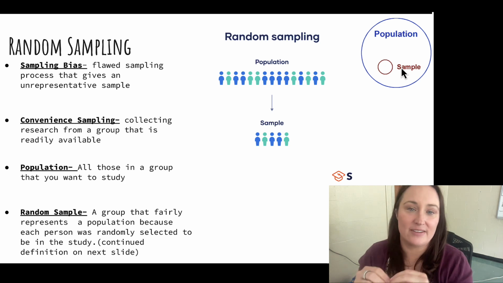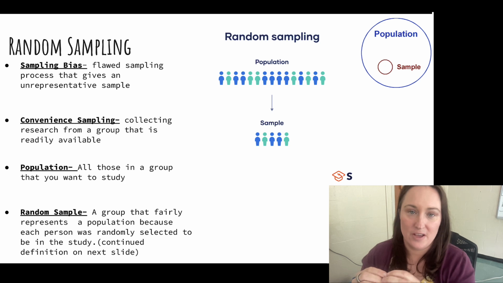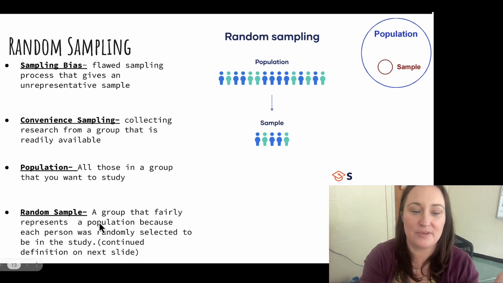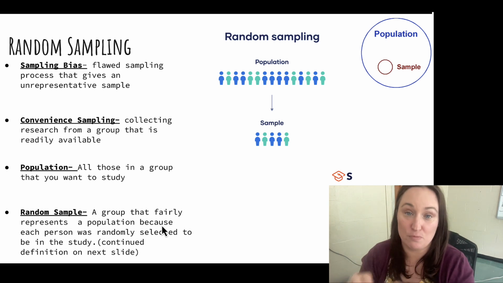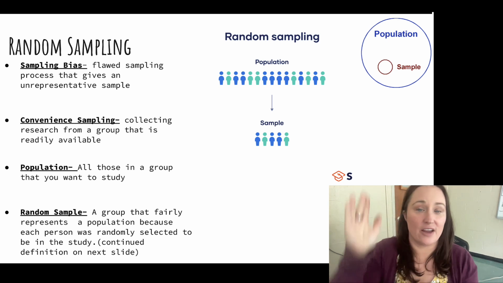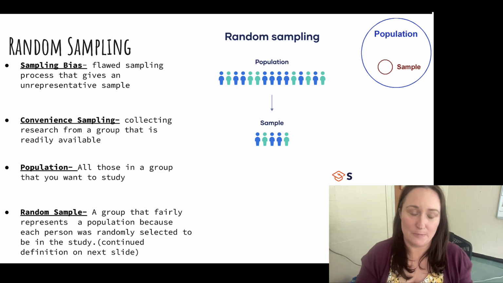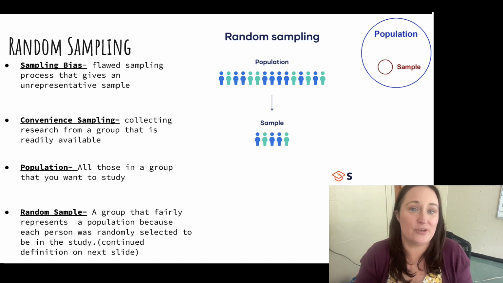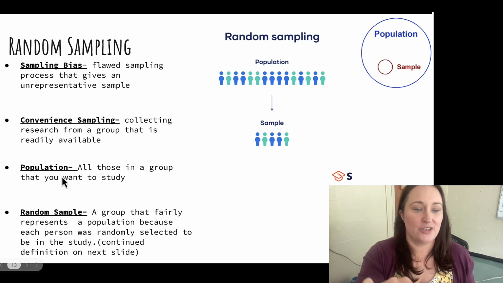So instead of asking every single high school student, we get a random sample. This is a group that fairly represents the population because each person is randomly selected to be in the study. It could be like a number generator, but it's diverse and it's equitable. A lot of the older psychological studies were on white middle-class men, and future replications showed that that's not always true for different groups. And we'll talk about some of those studies this year. So that's our population, our random sample.